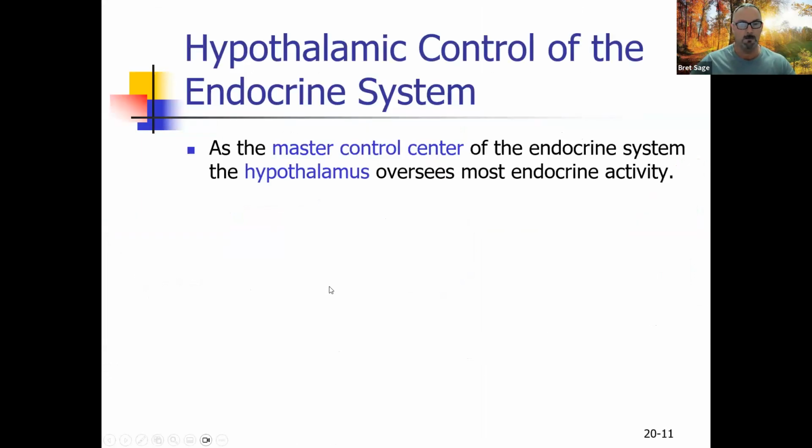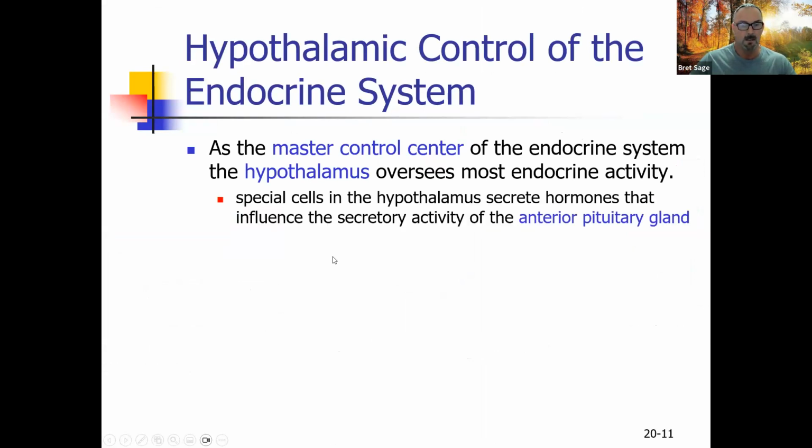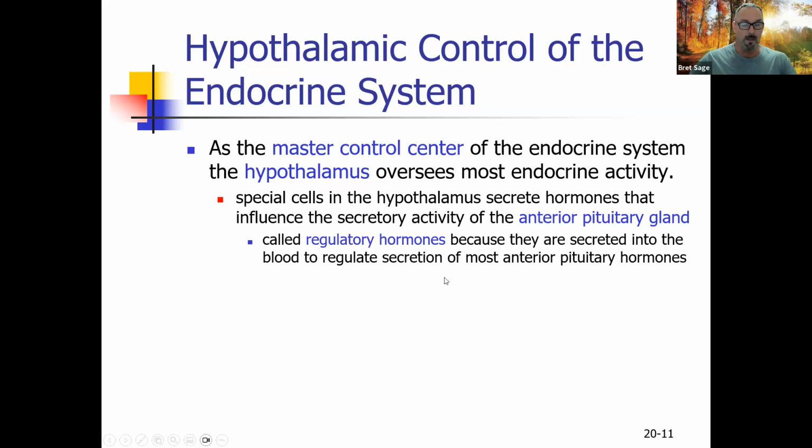Hypothalamic control of the endocrine system. As the master control center of the endocrine system, the hypothalamus oversees most endocrine activity. Special cells in the hypothalamus secrete hormones that influence the secretory activity of the anterior pituitary gland. So one of the main jobs of the hypothalamus is to affect the anterior pituitary. They're called regulatory hormones because they are secreted into the blood to regulate secretion of most anterior pituitary hormones. So their job is to tell the anterior pituitary what to do. They're called releasing hormones because they cause something else to be released.